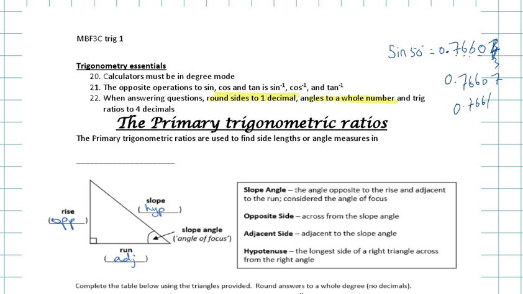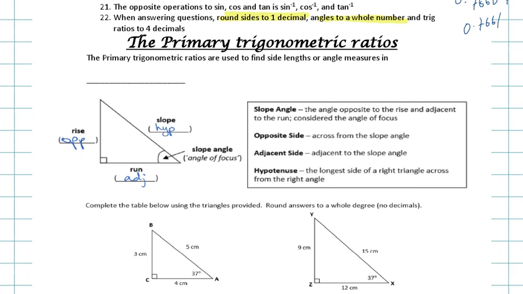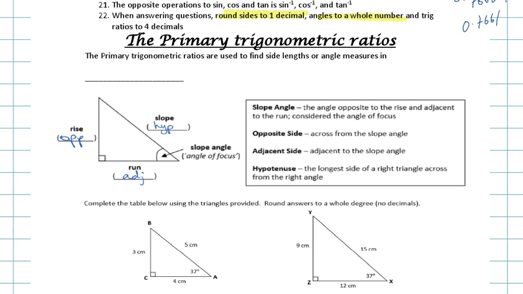Now, primary trig ratios. Make sure you remember this expression, because when the question asks you to find the primary trig ratios, you need to know what I'm talking about. You don't come and ask me what it is, because I've already explained it. There are 3 primary trig ratios: sine, cosine, and tan. You see them on the calculator, correct? Good. These primary trig ratios are used to find side lengths or angle measures in degrees.